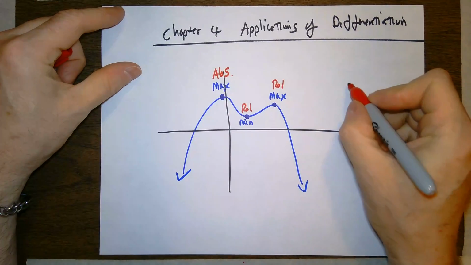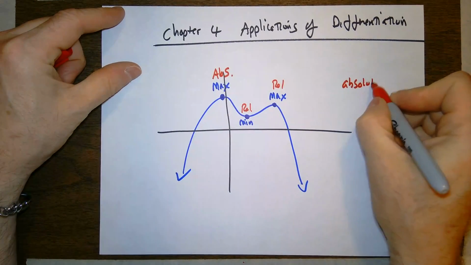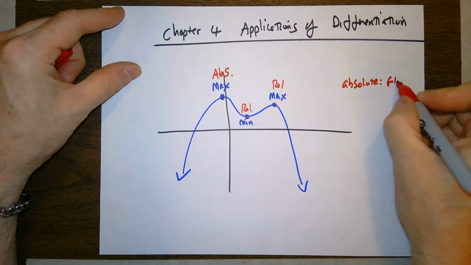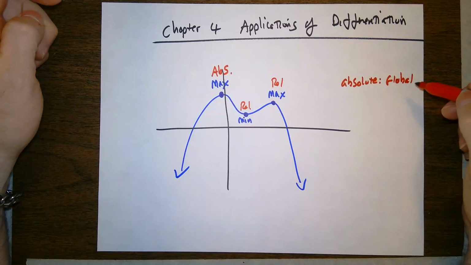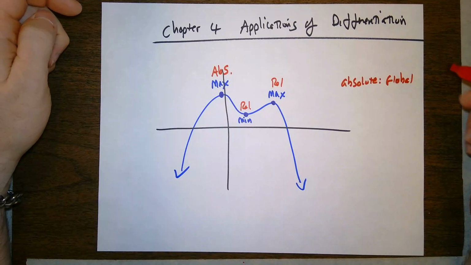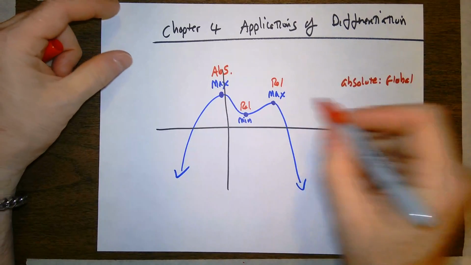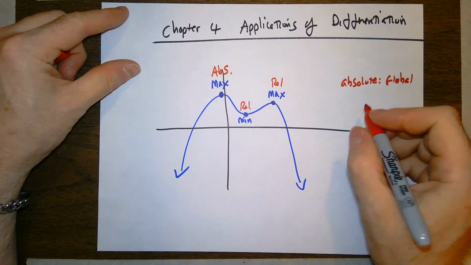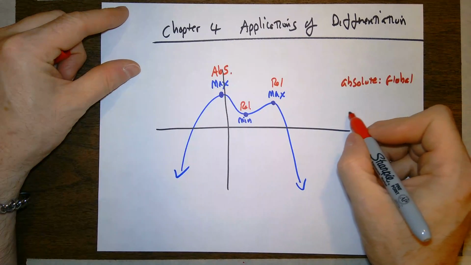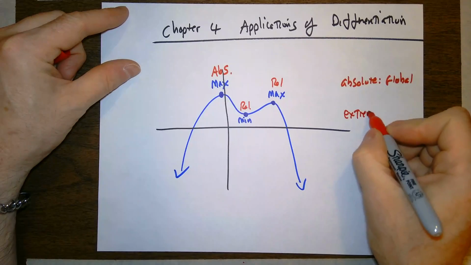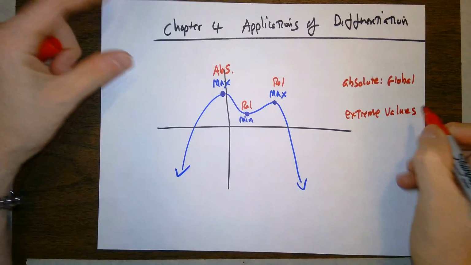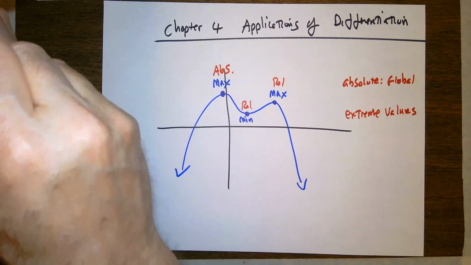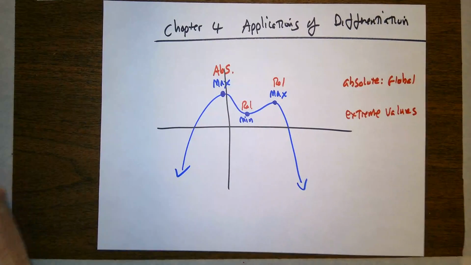So we often talk about absolute maximum and minimum. Sometimes instead of absolute, they'll use the word global. Absolute or global maximums or minimums. And a lot of times when we talk about these values in general, we talk about them as extreme values, or extremum points on a curve.